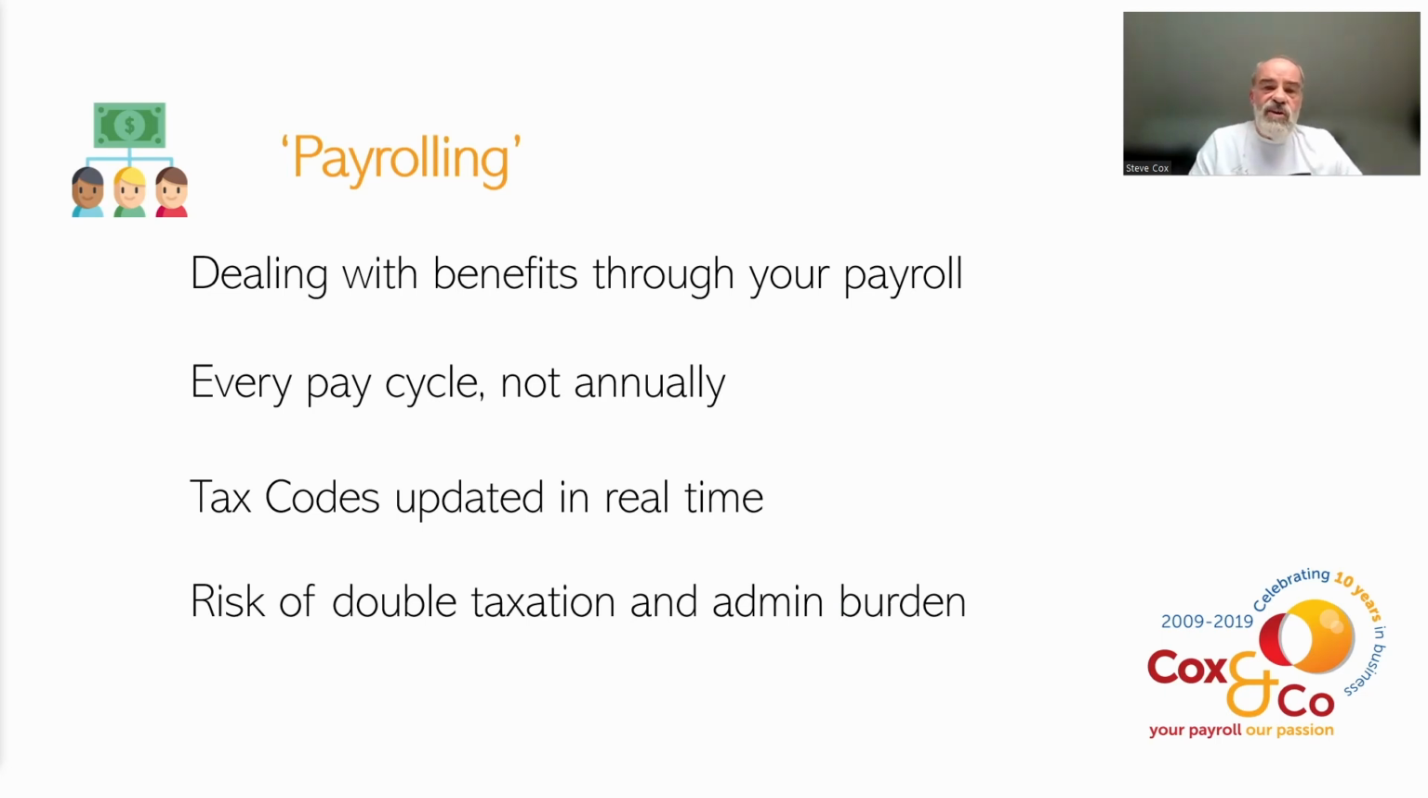And you're having to do that on a day-by-day, week-by-week, month-by-month basis. You're having to track in real time what those benefits are actually worth to the employee. You then have to deal with that through payroll. So if you had private medical insurance that was costing the company £600 in a tax year, £50 a month, it would make sense. You pay tax on £50 a month. At the end of the tax year, it's all done and dusted.